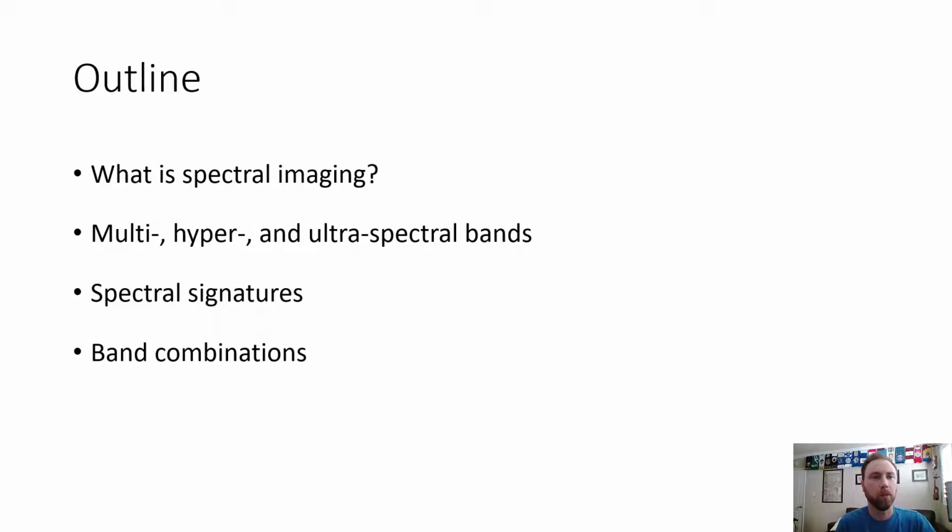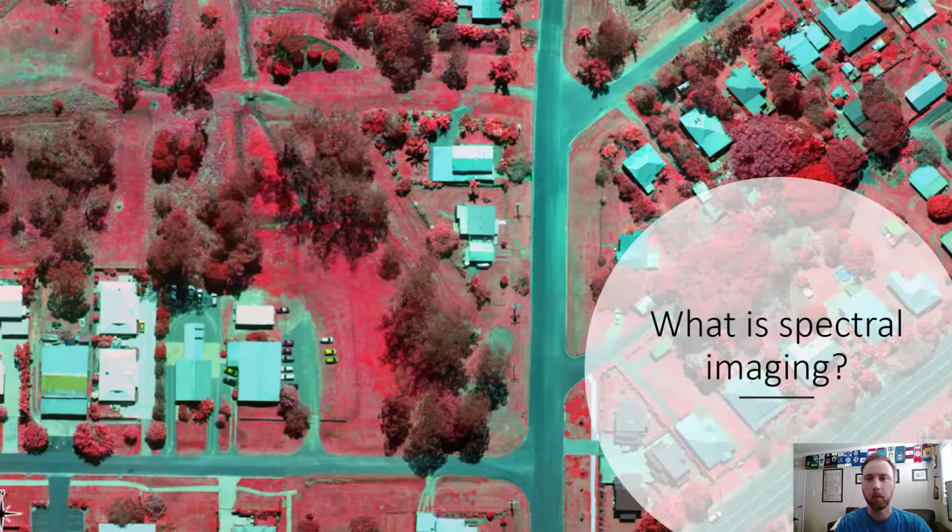All right, so we will first cover what is spectral imaging. I'll briefly describe the difference between multi, hyper, and ultraspectral bands, and multi, hyper, and ultraspectral imagery. I will talk about spectral signatures, what they are, where they come from, and finally we'll finish with band combinations. How do you alternate those RGB channels to view different combinations along the electromagnetic spectrum? So first, what is spectral imaging?